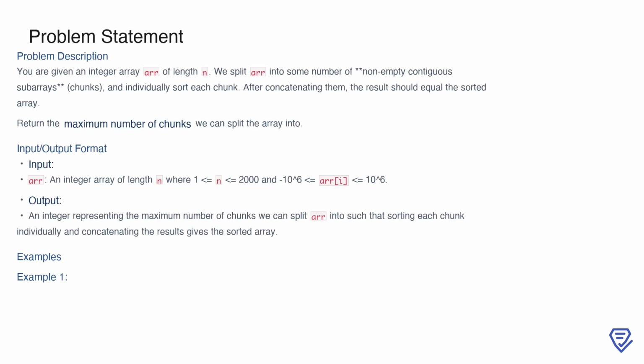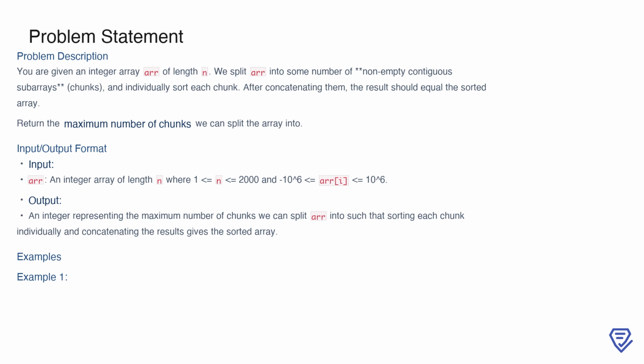In this problem, you are given an integer array ARR of length n, and the goal is to split it into some number of non-empty contiguous subarrays, which we call chunks. After sorting each chunk individually and concatenating them, the result should be the same as the sorted version of the original array. The objective is to determine the maximum number of such chunks that you can create.